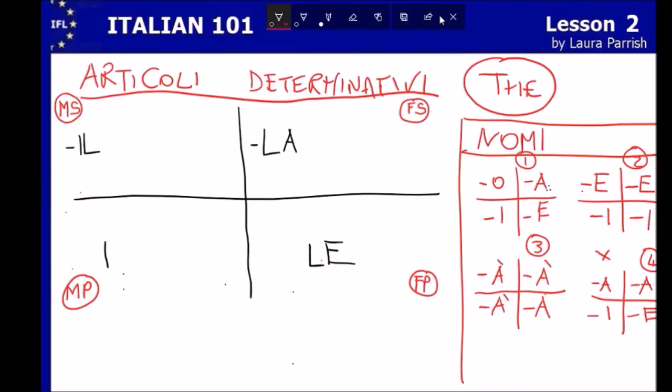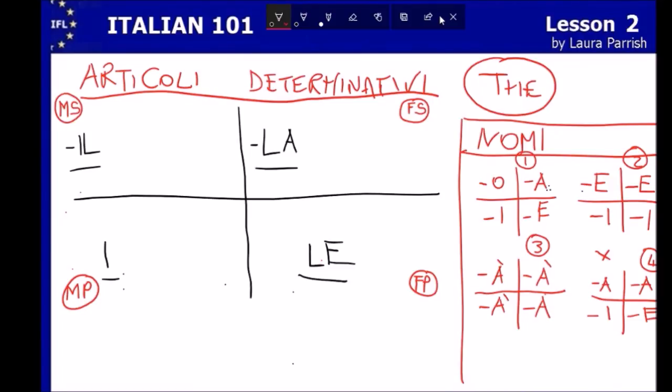Okay, so here we are. I changed a little bit because I have to add other articles. I just showed you the basic: il, la, i, and le. Unfortunately, there are other articles. There is a contraction of the articles. Every time you have a word in Italian that starts with a vowel, you have to use a contraction. Let's see immediately what I mean with an example.